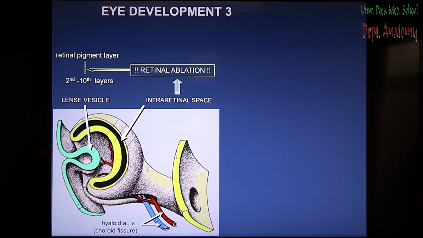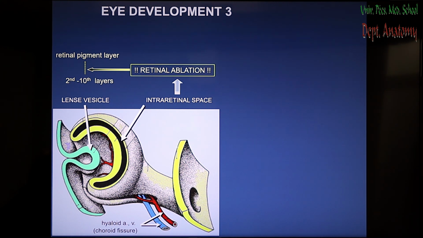An important thing to mention now is that the inner layers of the retina and the outer layer of the retina develop from two different parts of this eye cup. Only the first layer of it develops from the outer, and the remaining 9 layers develop from the inner layer of the vesicle. And in between them, for a while, there is a space. And this space only disappears when the remaining 9 layers are pressed towards the first.